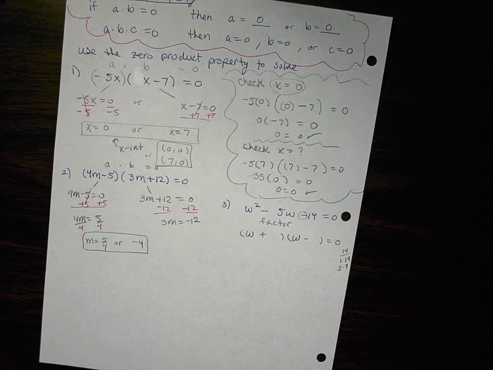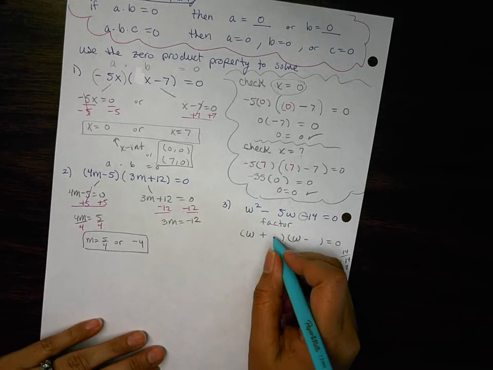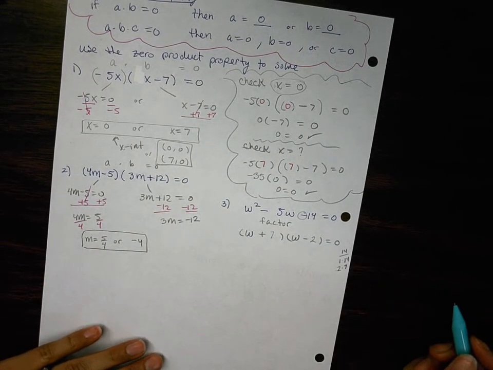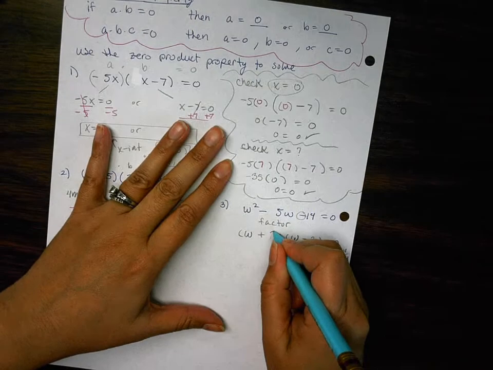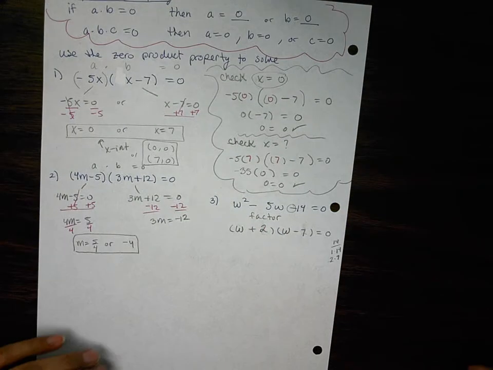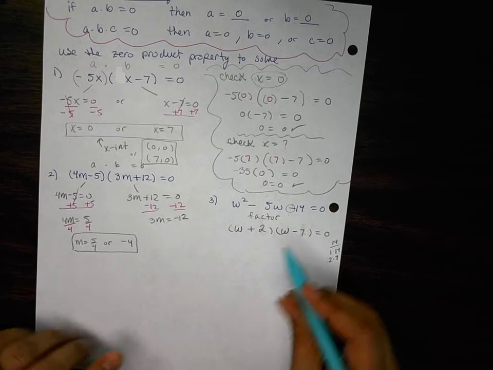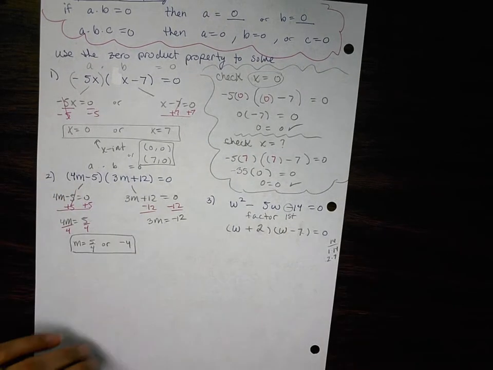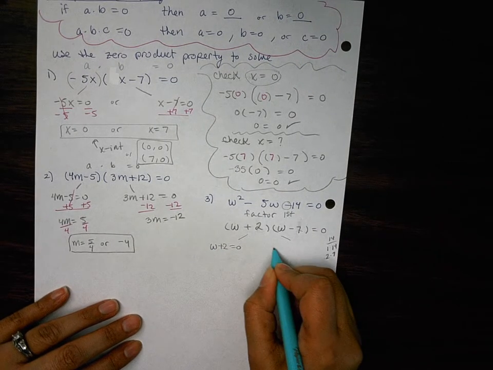Anybody have it? No one knows? I think 7's positive. 7's positive and 2 is negative. No, 7's negative. Okay. So 2 is positive and 7 is negative. Will that give me the -5 in the middle? Okay. Now that I've accomplished getting this in factored form, now can I use the zero product property? Yes. W plus 2 equals 0. W minus 7 equals 0.